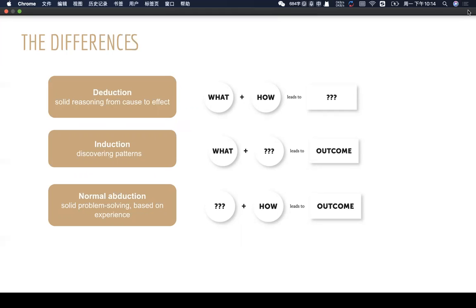For abduction, actually abduction includes normal abduction and design abduction. For normal abduction, we know the result, the value we want to achieve, and also the how, a pattern of relationships that will help achieve the value. The missing element is a what. So we still need to create the what, like an object, a service, or a system.